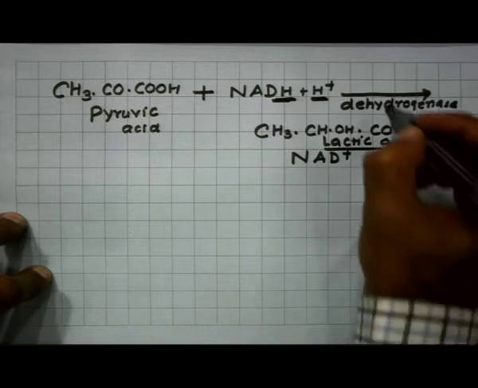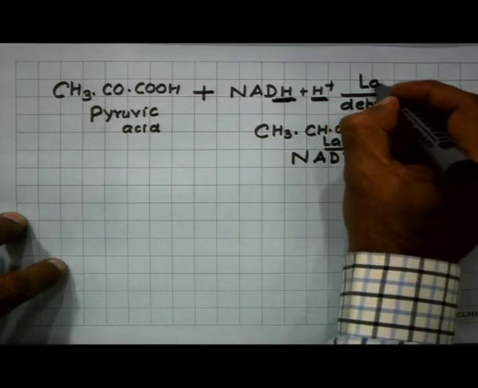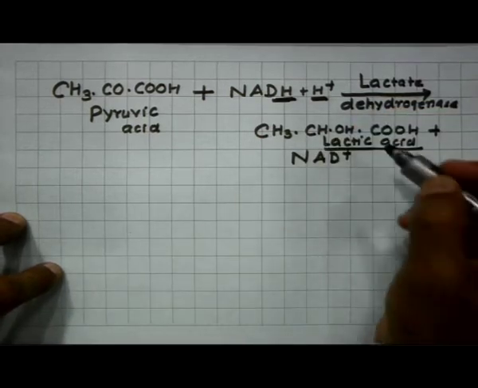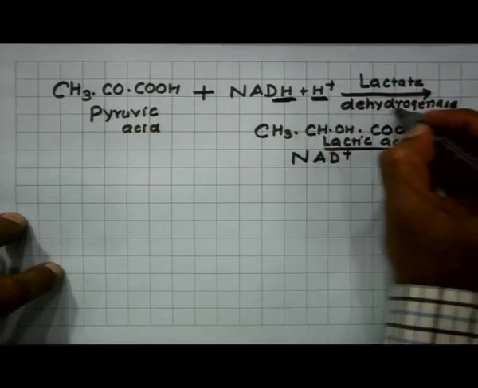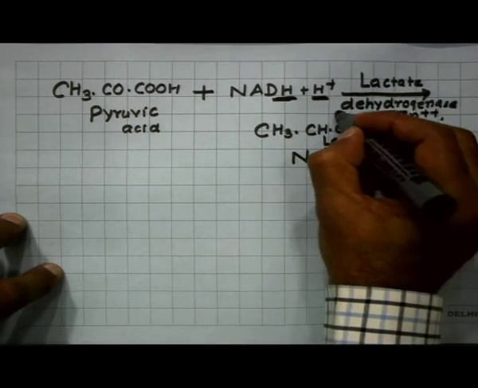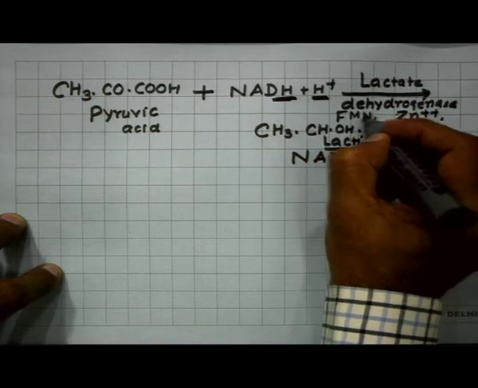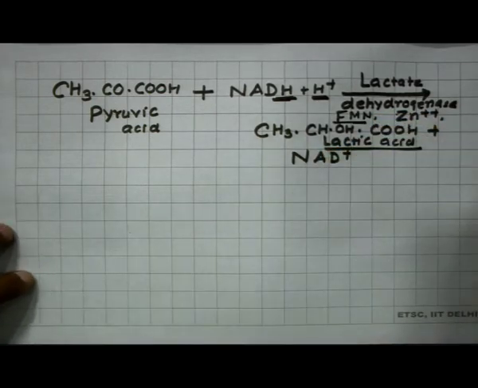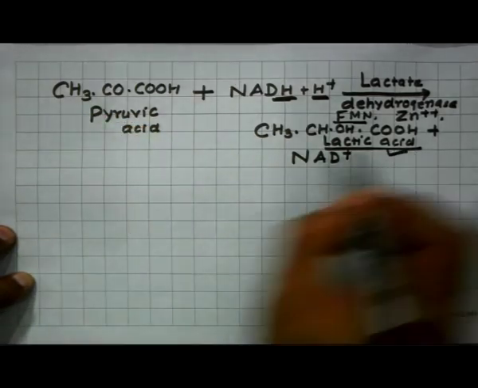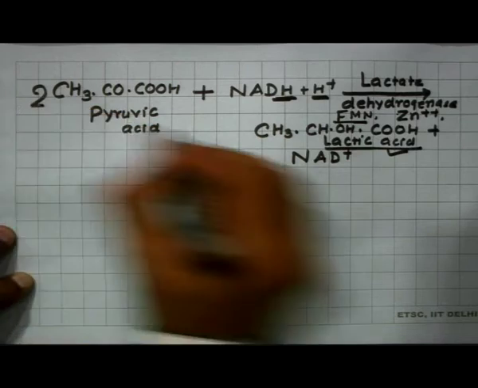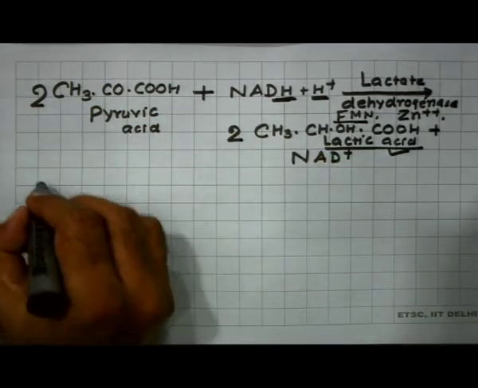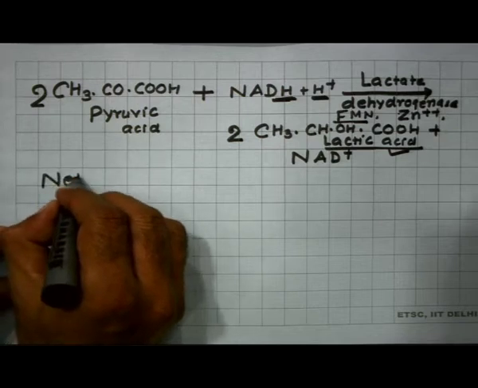The enzyme is lactate dehydrogenase. For this reaction Zn++ is required and also FMN is required. So, in lactic acid formation, 2 molecules of pyruvic acid are converted into 2 molecules of lactic acid. So, we can summarize this reaction.